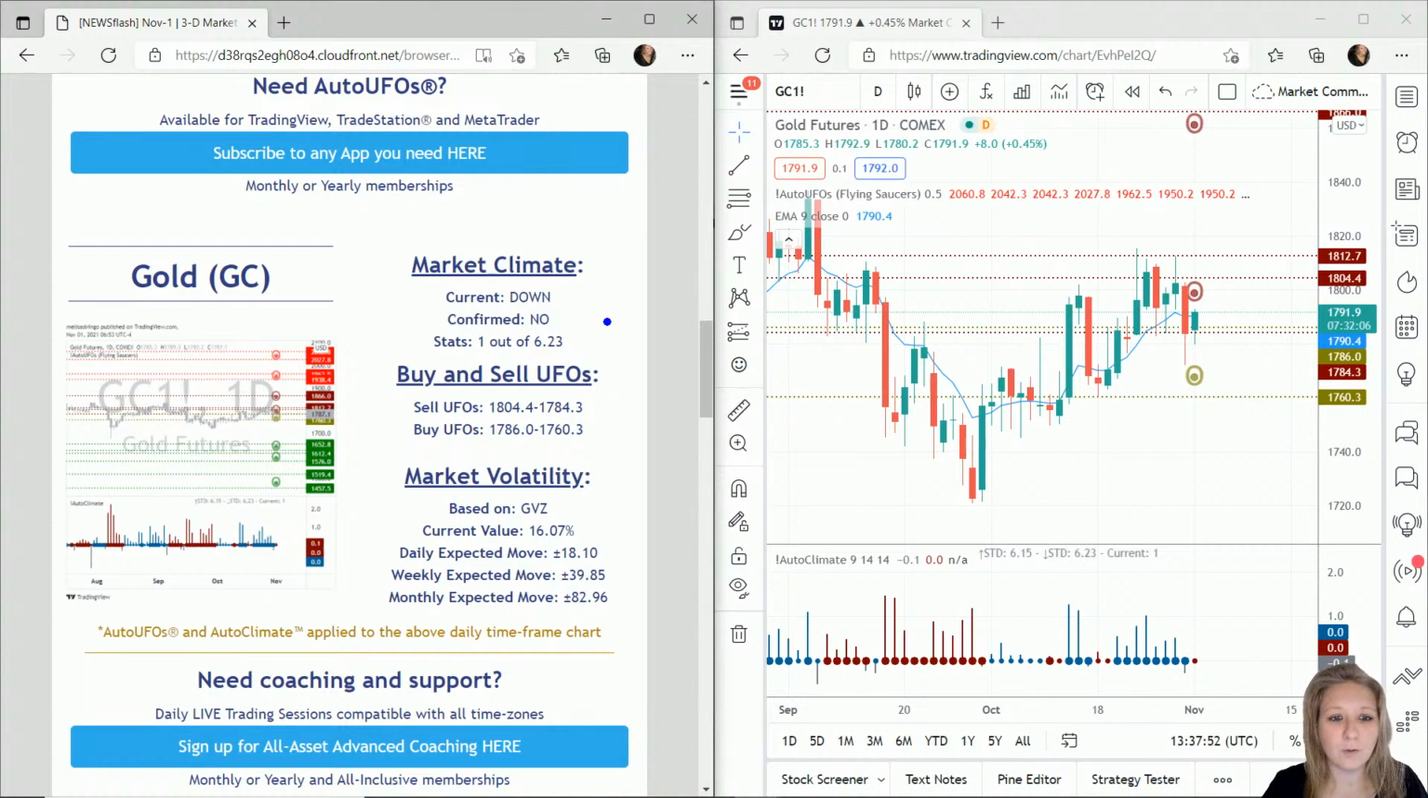So with gold, we have an unconfirmed climate. That is a thin dot there. Doesn't matter the colour, it's a thin dot. Not enough probabilities either way. Now that's not surprising because we have buyers and sellers kind of overlapping each other here. We have buyers between 1786 to 1760.3, but we have sellers between 1804.4 and 1784.3.